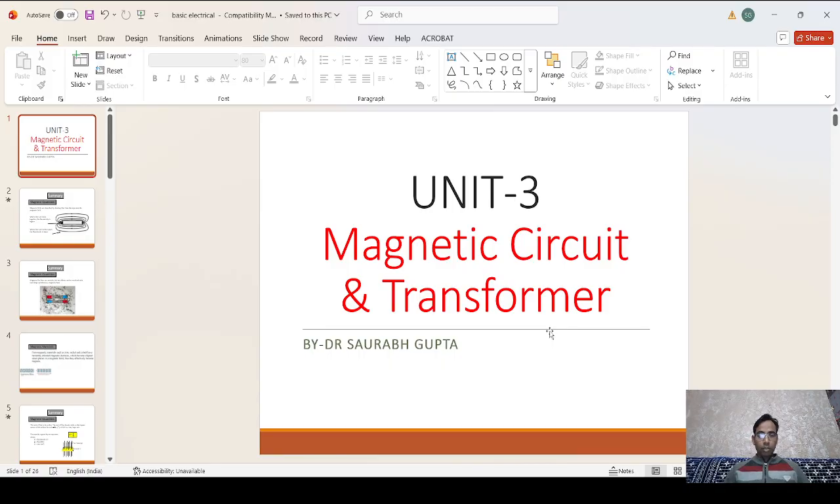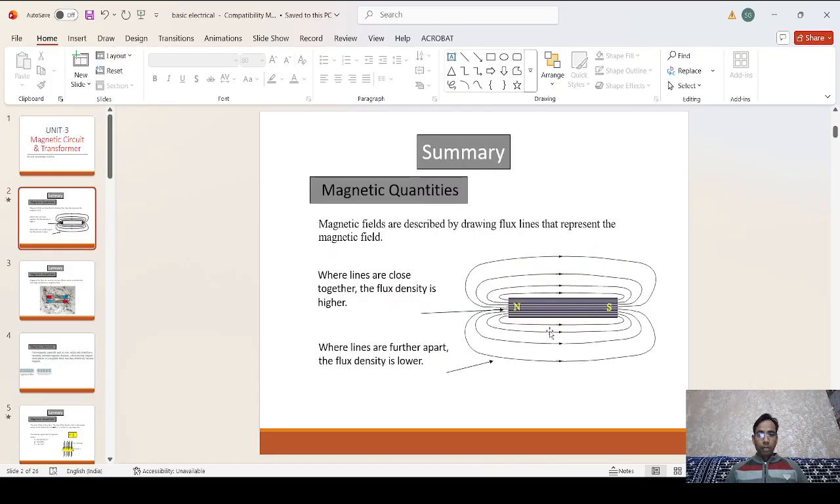Hello students. So today we discuss the topic magnetic circuit and transformer. And first we introduce what is a magnet.